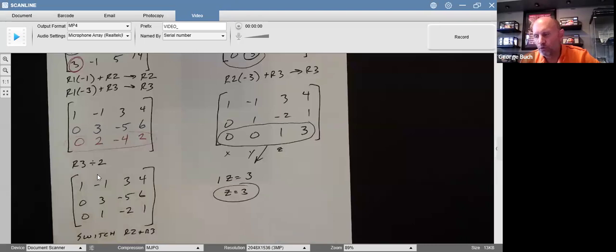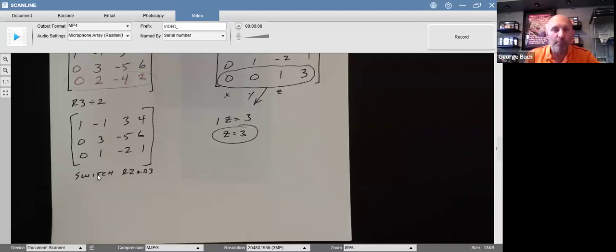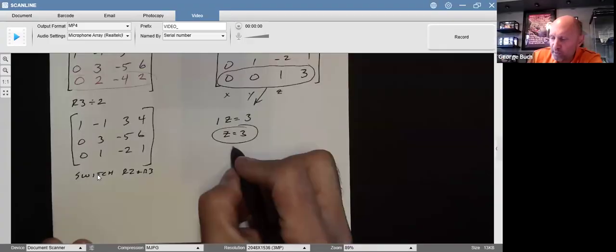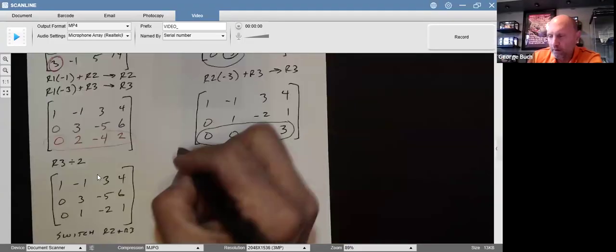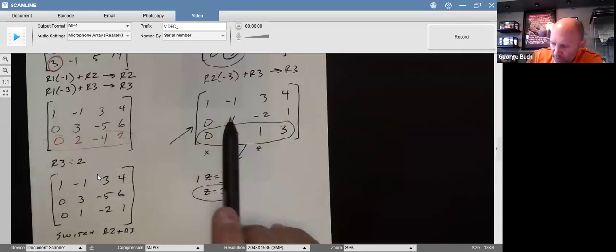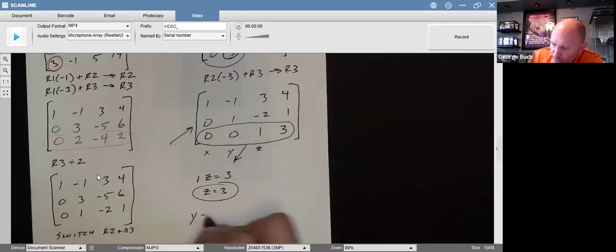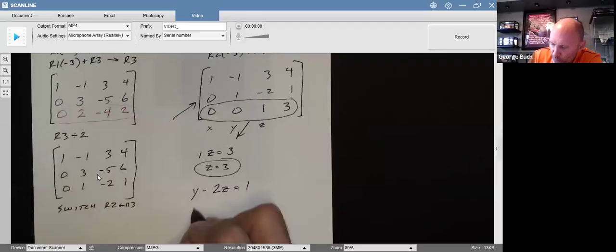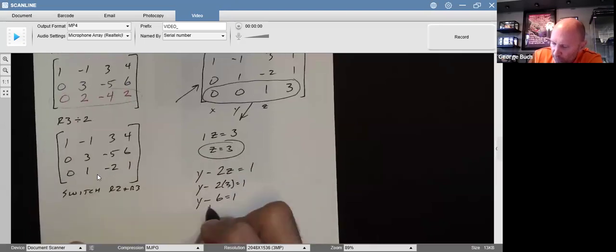And now, just like we do with systems of 2 equations, whether it's linear or nonlinear, we're going to back substitute. We're going to put the number back into the equations. And so which equation am I going to use? I'm going to use the second one that has a 0 in it, because this second row means y minus 2z is 1. And we just found out z is 3, so I get y minus 2 times 3 is 1. So y minus 6 is 1. Add 6 to both sides, tells me that y is equal to 7.